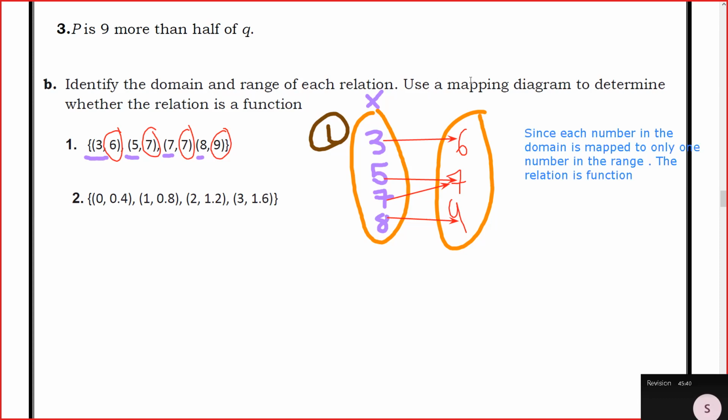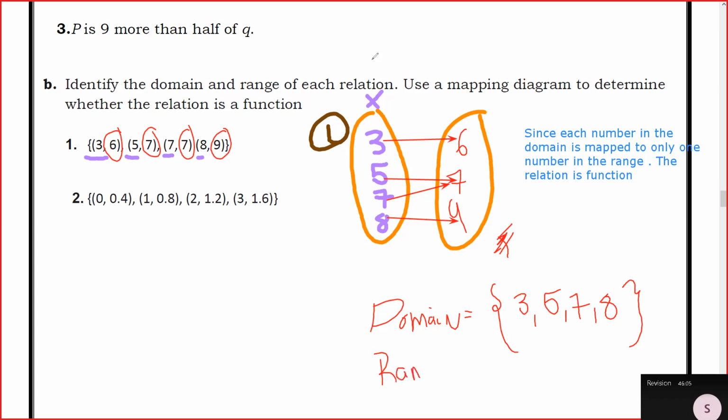Now, what's the domain here? I'm talking about the x values. I will say the domain is maybe 3, 5, 7, and 8. And the range is going to be 6, 7, and 9. Is it clear? Yes. Right.